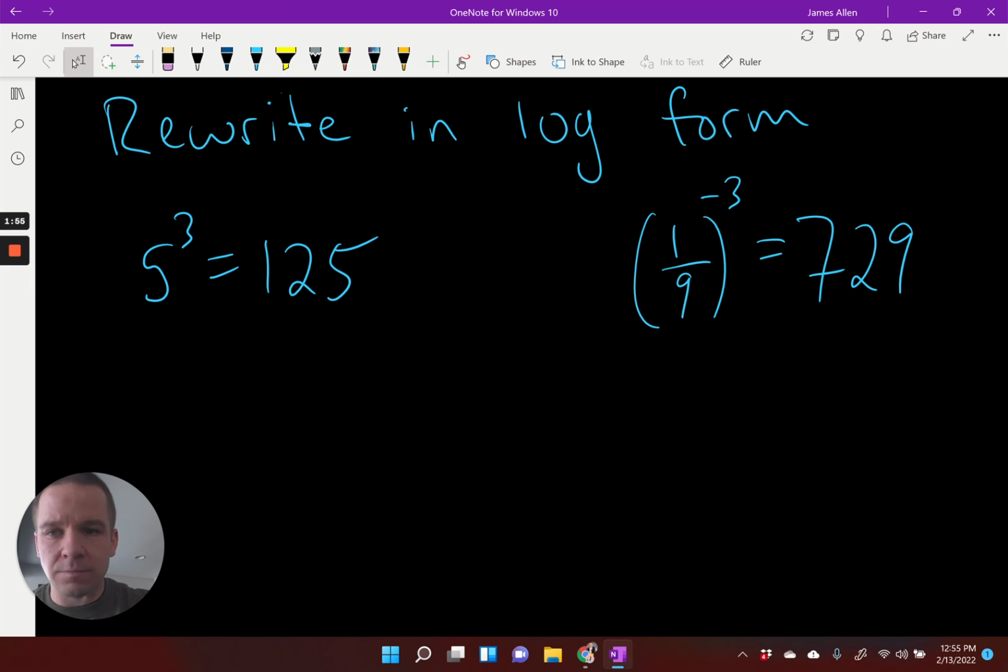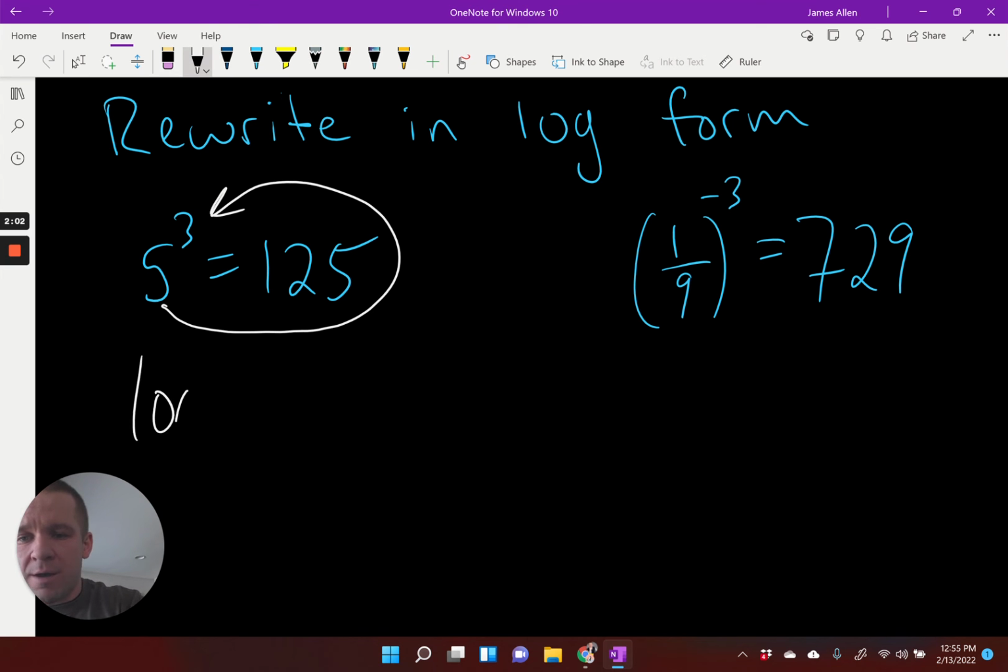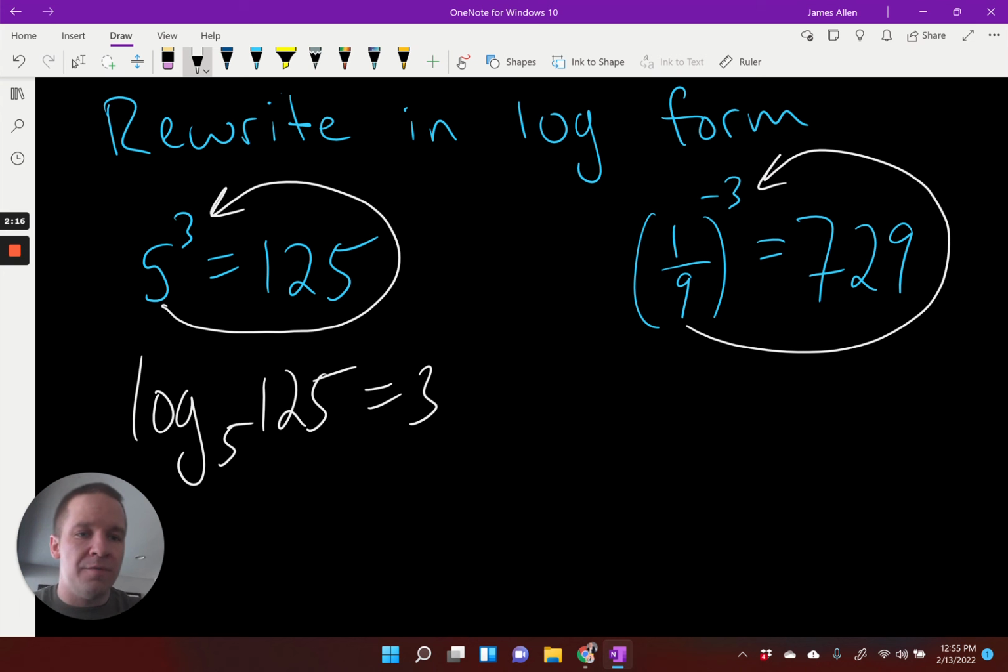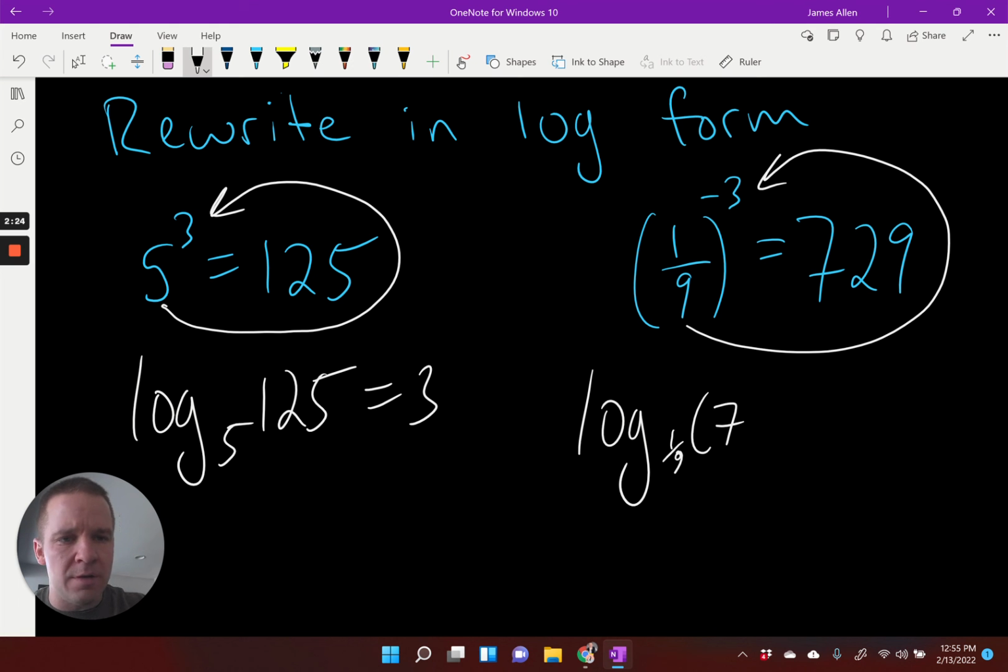How about rewrite in log form? Shall we? I think we shall. So my base of the log is, in this first one, 5 to the third equals 125. So I have log base 5 of 125 is equal to 3, and that is a true statement. If you don't believe me, you can always type it in your calculator. Trust me. And the next one, again, we've got base 1/9 to the negative 3 equals 729. So log base 1/9 of 729 equals negative 3. You don't necessarily need those parentheses there, but fractions get a little bit weird with the base, and I wanted to make sure you know what's in the log.